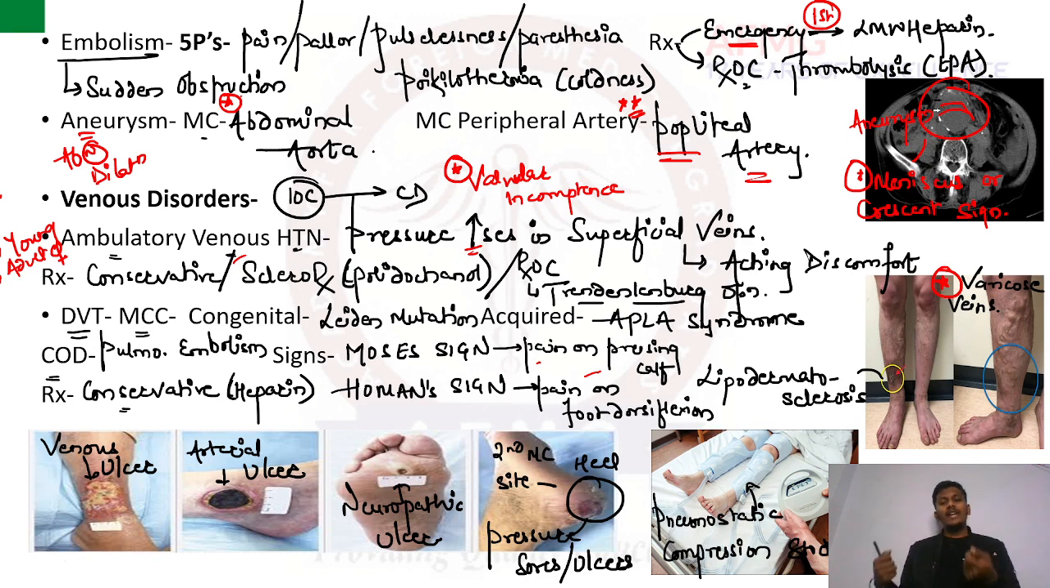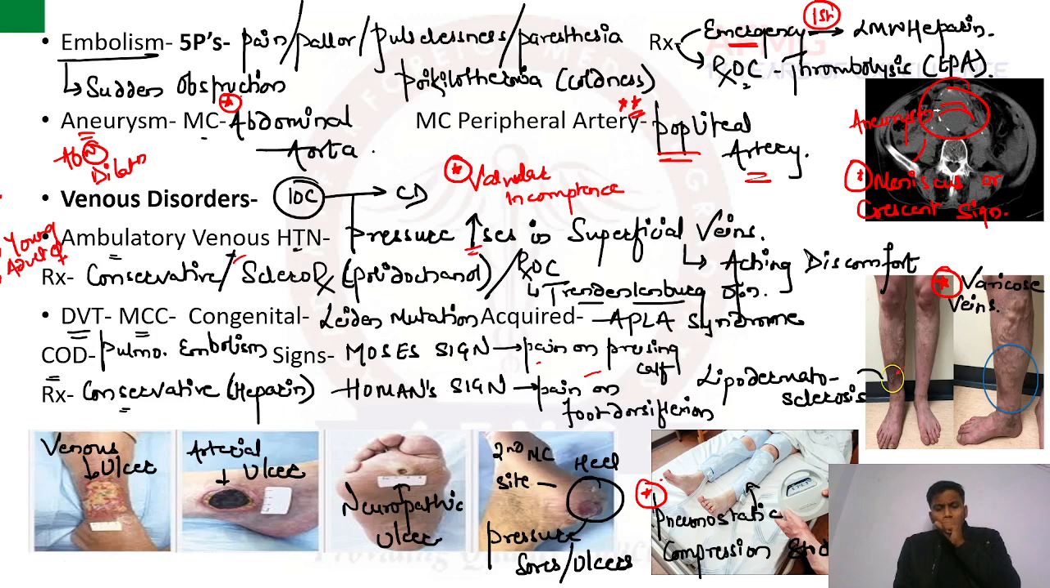Usually we have normal compression stockings, but in this condition there are also electrically adjustable compression stockings nowadays, known as pneumostatic compression stockings. In the image you can see over here, the pressure can be adjusted. Air is filled inside to increase the pressure. I hope this is fine. So at least know the picture of compression stockings.